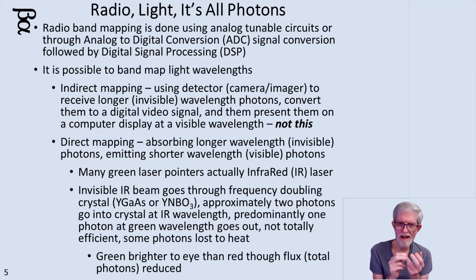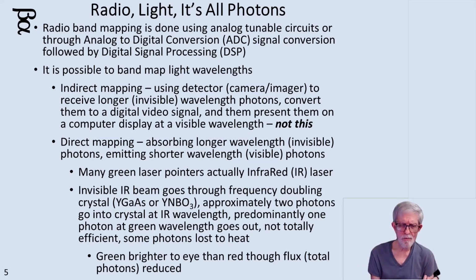It can lose some of that photon flux due to heating. 2 photons go in and sometimes 1 photon comes out, and now you have it at a different frequency and different wavelength, which might be more visible to the human eye. And this is how an infrared laser pointer becomes a bright green laser pointer, even though the total number of photons as it transitions from infrared to green is less. So it loses some of those photons during the translation.